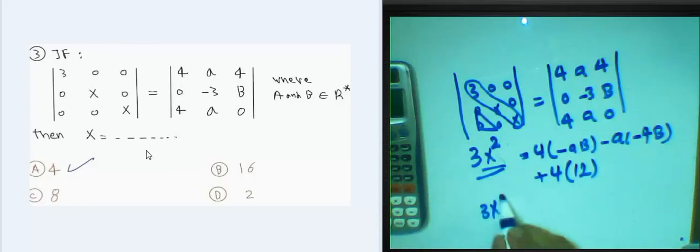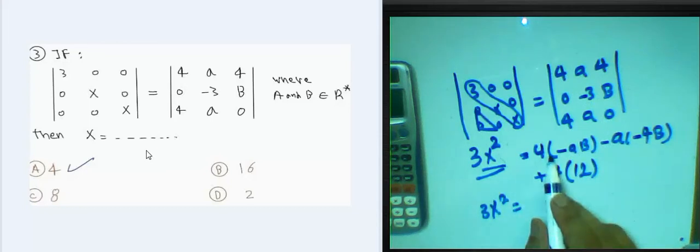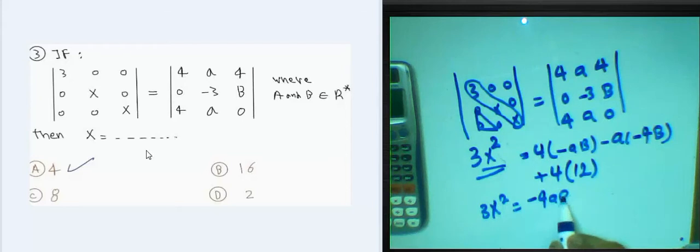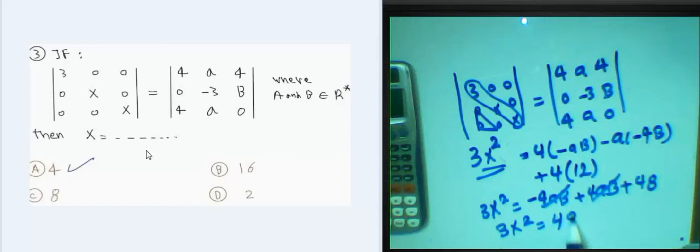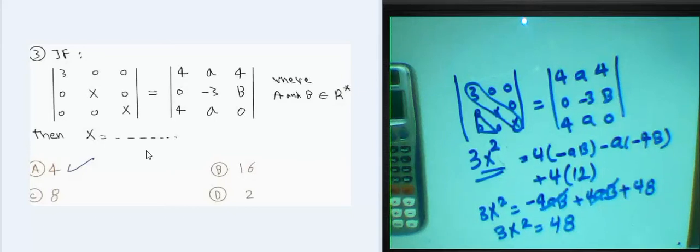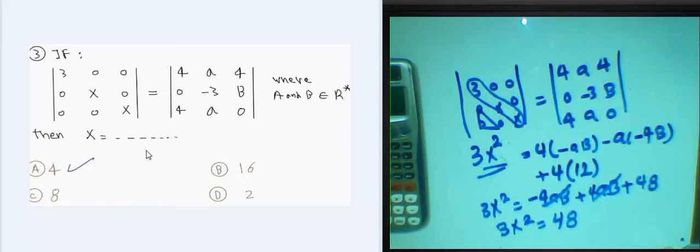It will be 3x² = -4 + 4 + 48. We can cancel them, and 3x² = 48. We can divide by 3 to simplify the result. Here it will be what? x² will be 16. Then x will be positive or negative square root of 16, which is 4.